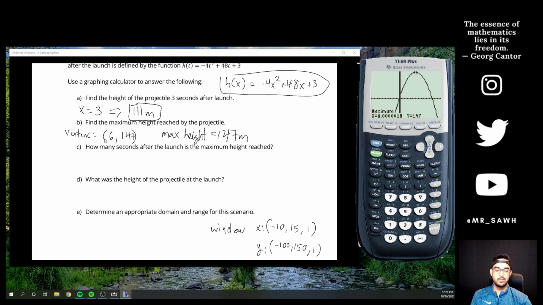Well, the vertex tells me 2 variables. The x coordinate is time, the y coordinate is height. So I know now that x has to be 6 seconds.